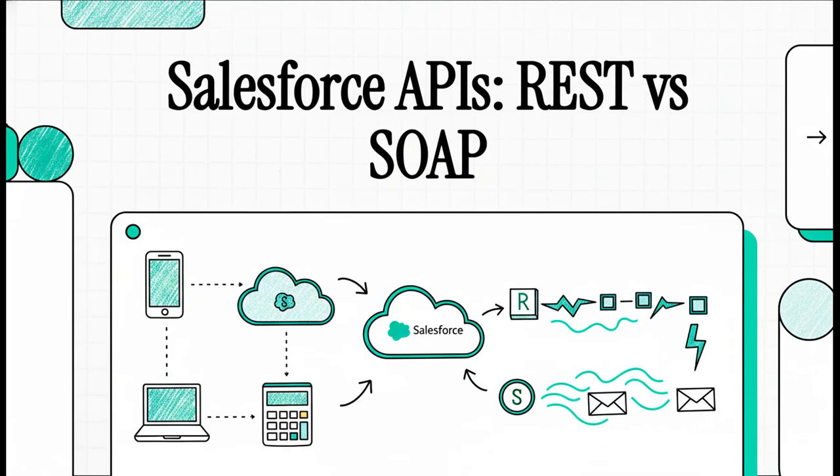So you've got all these different systems, your mobile app, your website, even your company's accounting software. How do they actually talk to Salesforce? Well, that magic happens through something called an API. In this explainer, we are going to pull back the curtain and demystify all of that, focusing on the two main characters you'll meet in the Salesforce world, REST and SOAP.